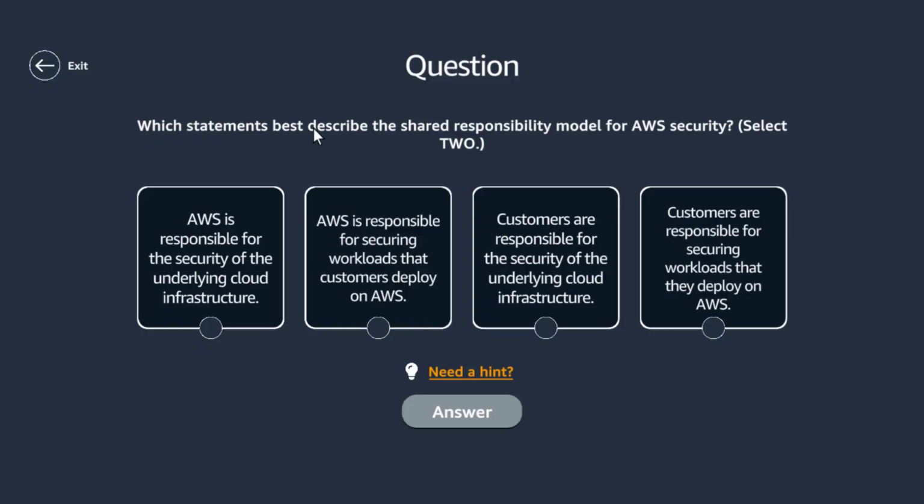Which statements best describe the shared responsibility model for AWS security? AWS is responsible for security of the cloud. Yes. Customer is responsible for the security in the cloud. Underlying cloud infrastructure, no, it is not that. Is responsible for securing workloads that customers deploy. Now customers are responsible for securing workloads. Yeah, that is the answer.